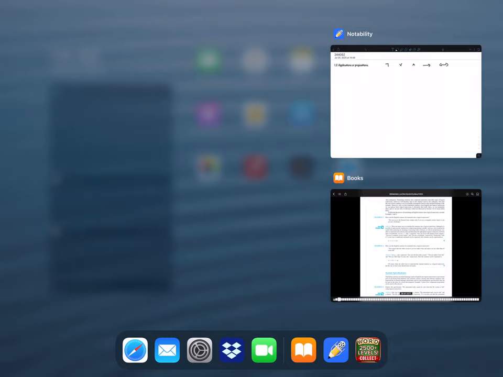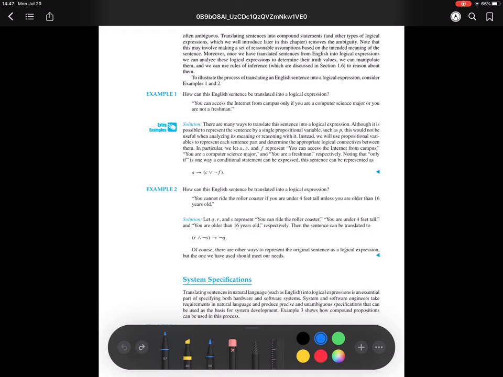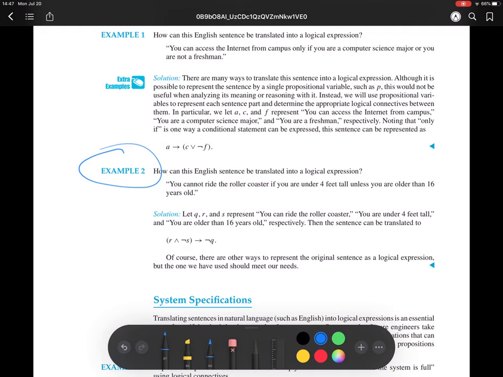I'm going to go to the book here, and I want to look at this example here, example 2. So I read with you, okay? Let me enlarge it a little bit. Translate this English sentence into a logical expression: you cannot ride the roller coaster if you are under 4 feet tall, unless you are older than 16 years old. That is not a strange thing, right? It's something that you might see on a sign or something like that. Okay, so let's try to analyze that.